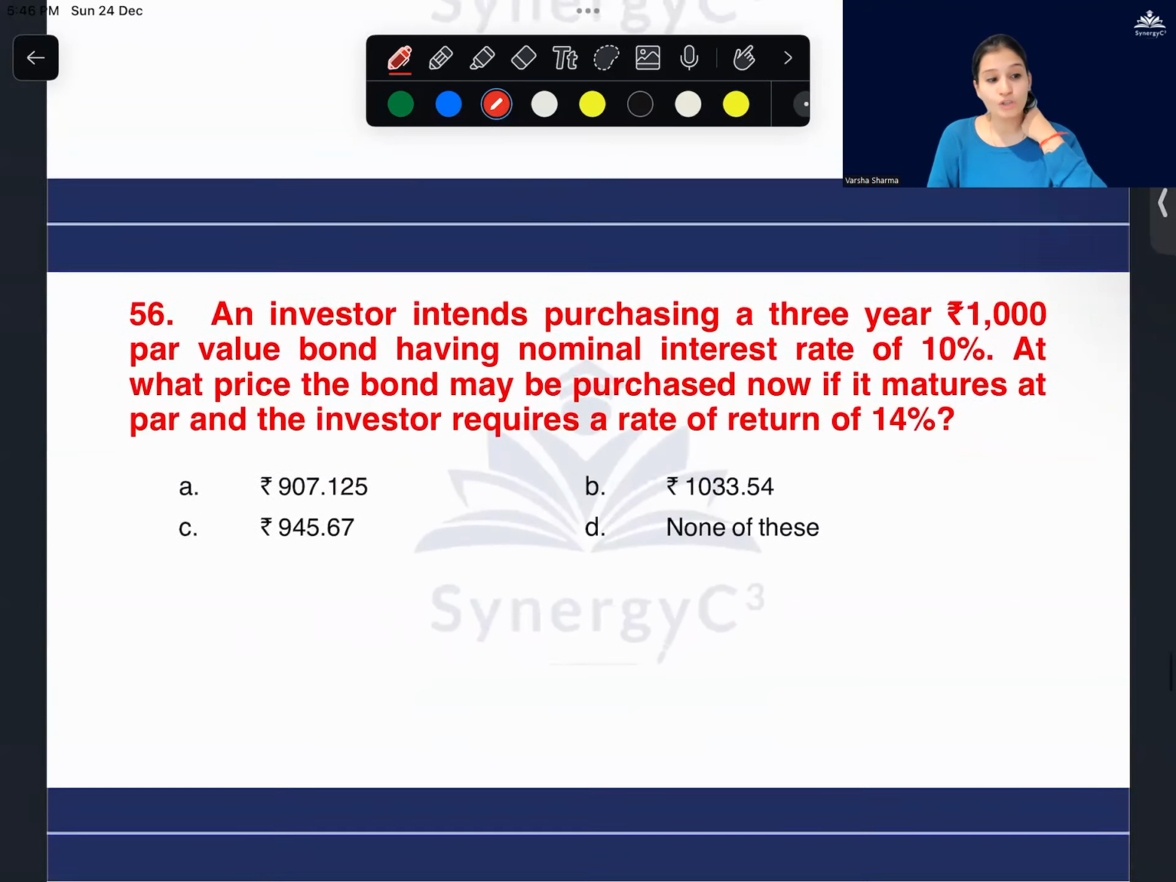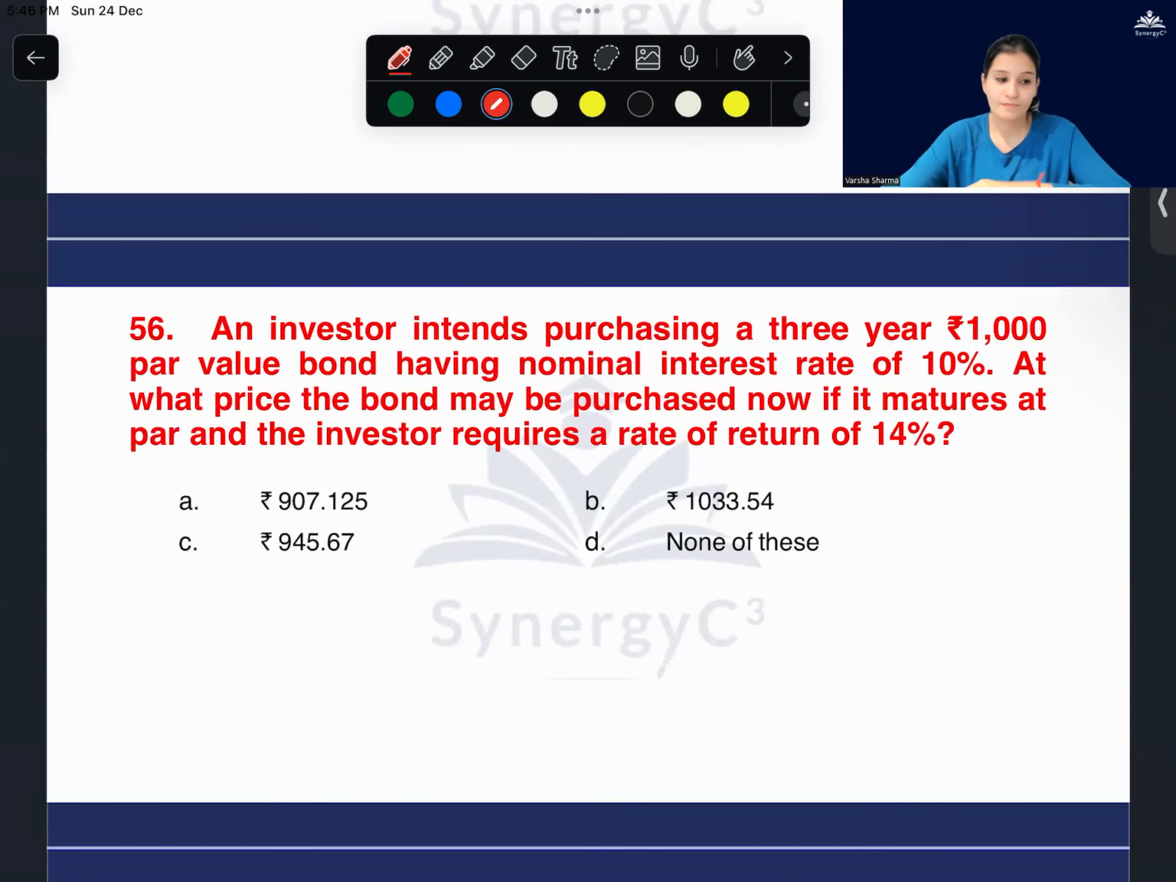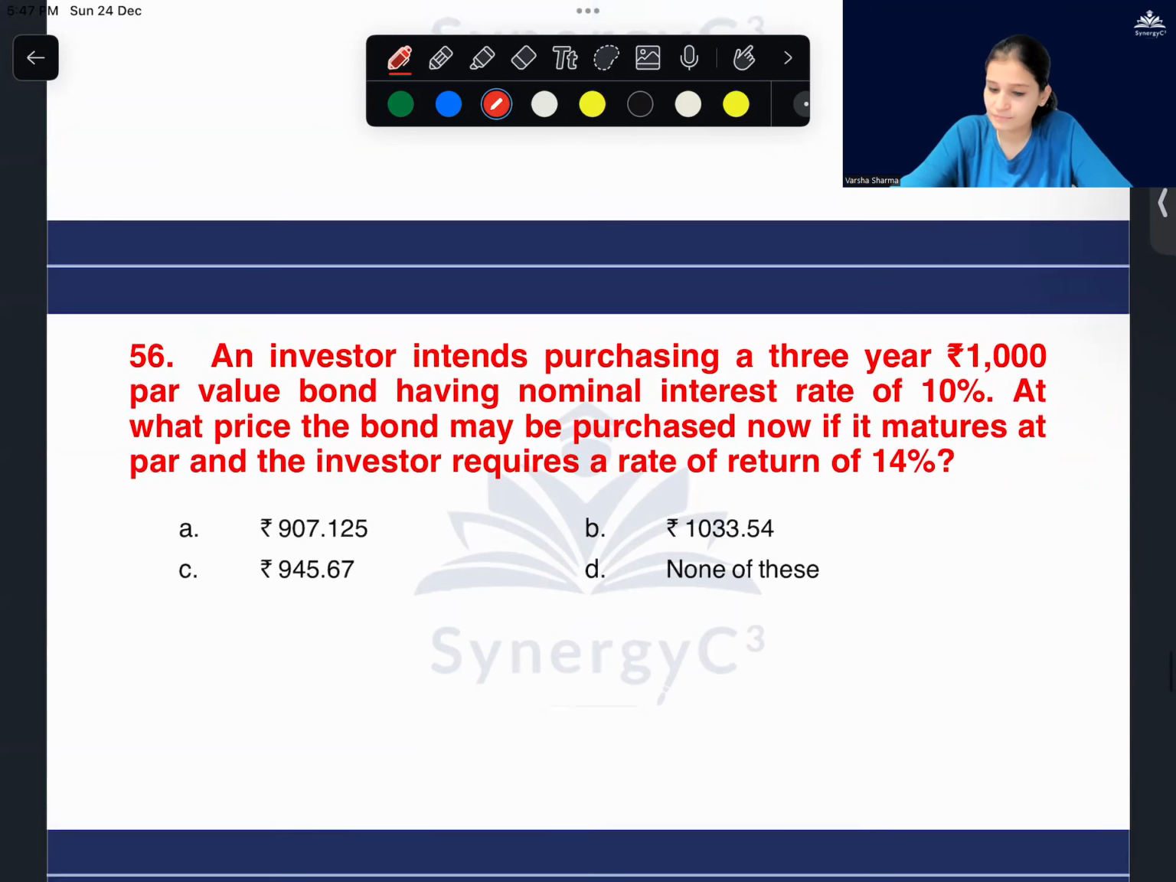Now the questions of bond. Now here, please read the question first. It is a very different way of doing it. You need to understand the method. Every single sum will be done in the same way. Read the question.